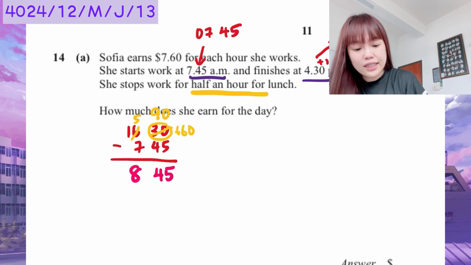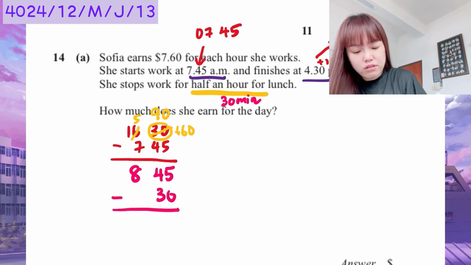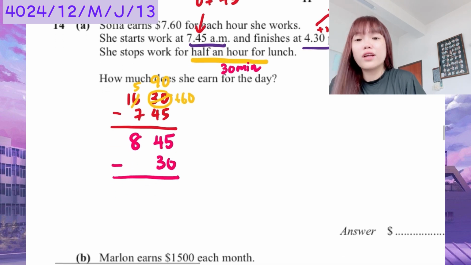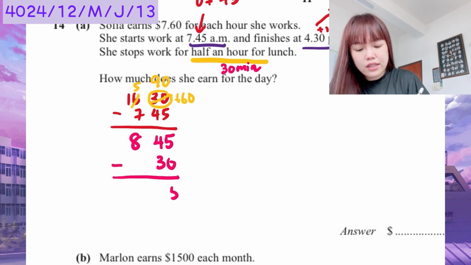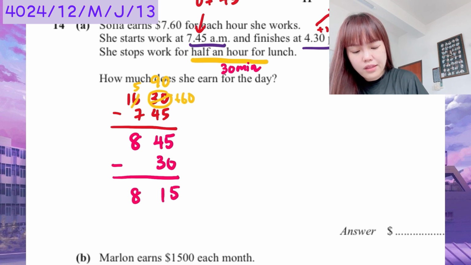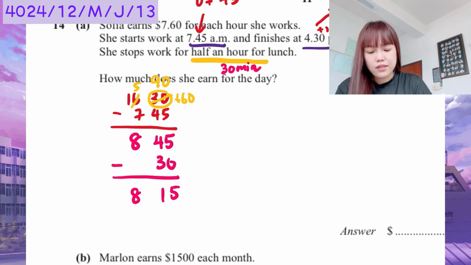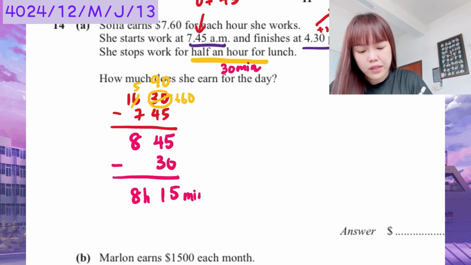Half an hour means 30 minutes, okay? So she needs to minus the 30 minutes because you are not being paid for the 30 minutes of resting or 30 minutes of the lunch. So you minus 30, so it's 15, 8 hour 15 minutes, okay? So this is 8 hour and 15 minutes.